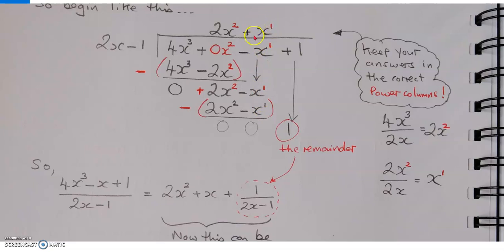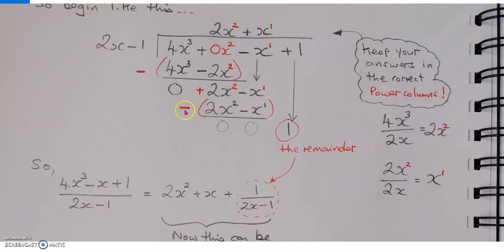Now we multiply this back to both of these terms there and there. So x to the power 1 times 2x to the power 1 is going to give me 2x squared. So I write that down here in the x squared column. Now I multiply this x to the power 1 with this minus 1 there, and that leaves me with minus x to the power of 1 there.